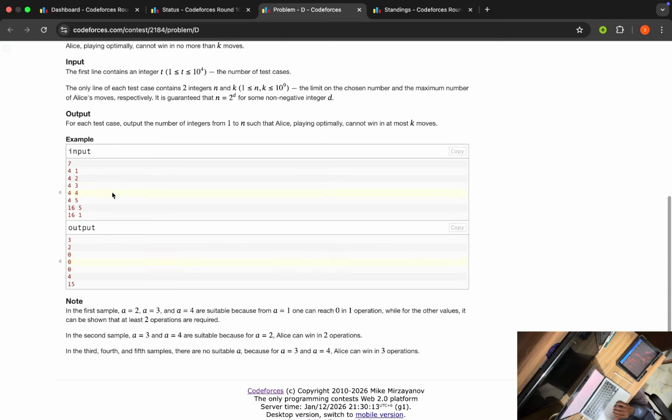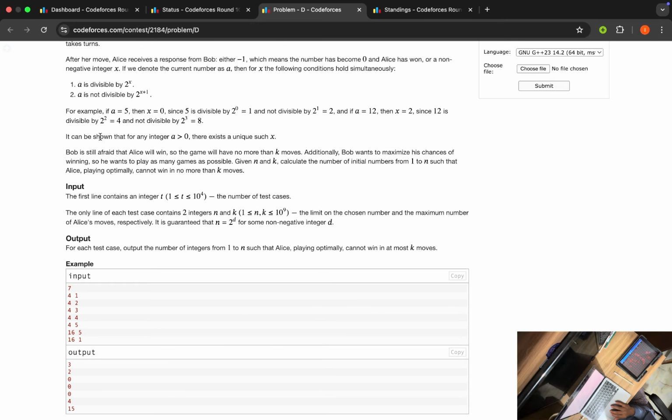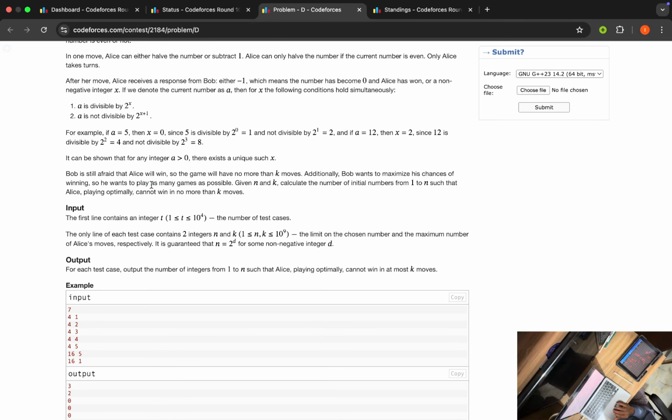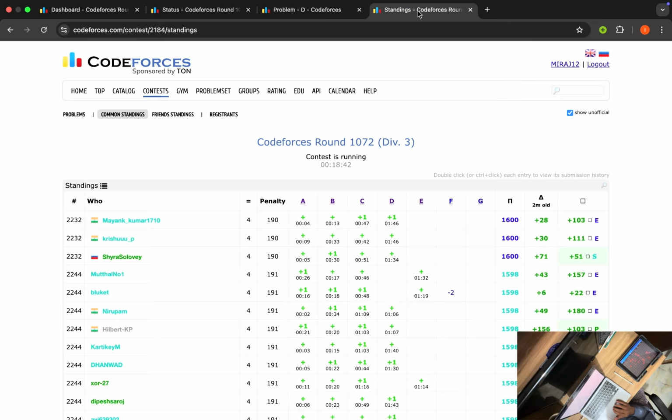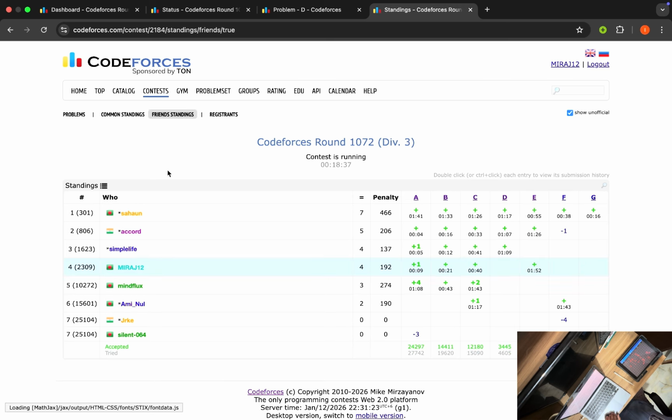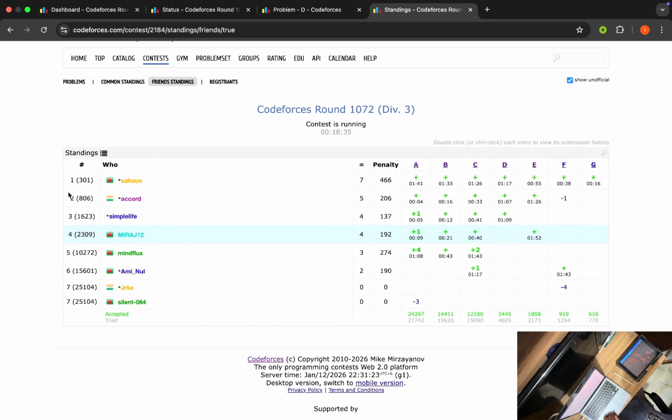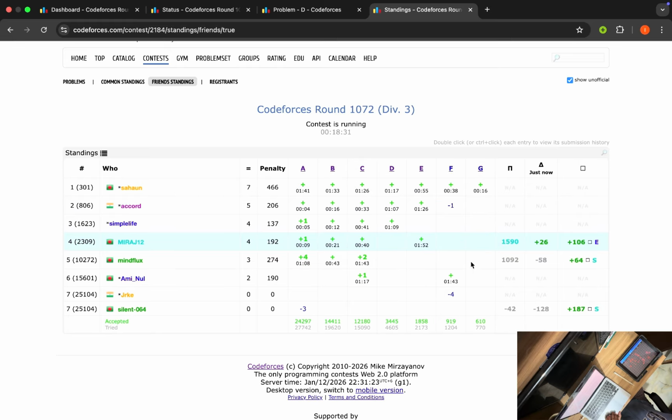I'm fully confused about this question. Bob is still afraid that Alice will win, so the game will have no more than k moves. Additionally, Bob wants to maximize her chance of winning, so he wants to play as many games as possible. This question is hopeless. I just can't understand the question actually. Question D is weird to understand.